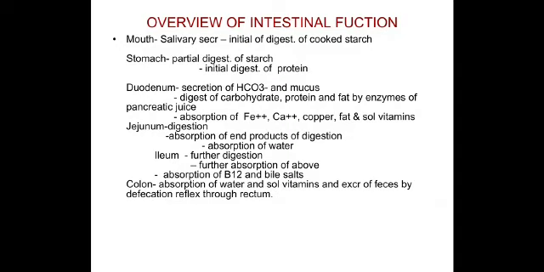The jejunum, which is nothing but empty, helps in digestion and absorption of end products of digestion and absorption of water. In the ileum, digestion further continues, and there is absorption of the above products. There is also absorption of vitamin B12 and bile salts, in the presence of intrinsic factor, which you came across in the hemopoietic system. The colon, the large intestine, is mainly involved in the absorption of water and soluble vitamins like biotin, and excretion of feces by the defecation reflex through the rectum.